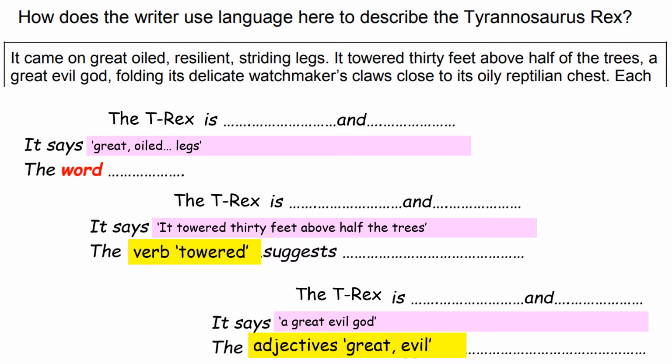So what am I going to say about those words and what they mean? I might say the adjective great implies that it is the greatest, it's better and more powerful than anything else. And the adjective evil suggests that there's nothing good about this animal, that it's dangerous and horrific and terrible.